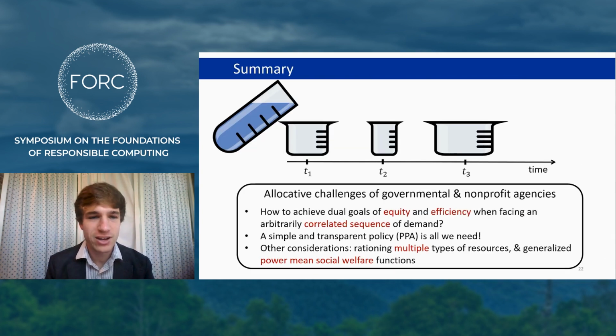All right, so we've talked about some of the allocative challenges that governmental and nonprofit agencies face and tried to give this problem a fairly holistic treatment. We looked at how to achieve dual goals of equity and efficiency, even in the face of correlated demand. And it turns out that all we need is a simple and transparent policy, which we call PPA. In the paper, we take a look at some extensions, including rationing multiple types of resources and generalizing our objective function. So feel free to check that out or ask if you have any questions.